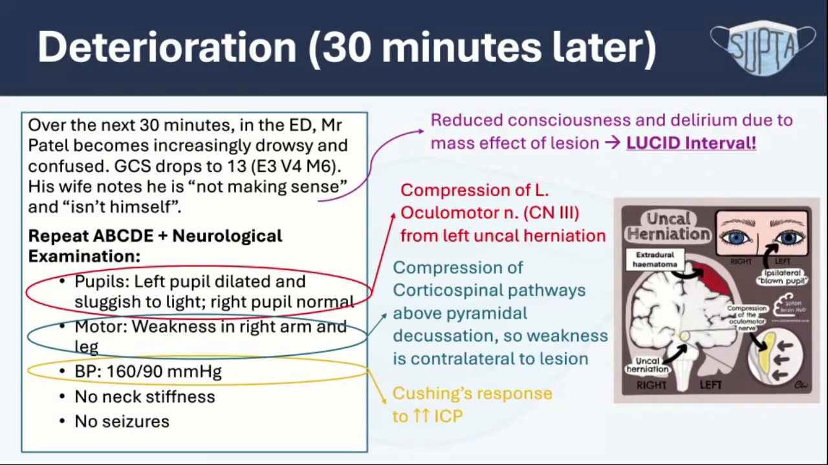So in terms of our case evolving over the next 30 minutes in the emergency department, Mr. Patel becomes increasingly drowsy and confused. His GCS drops to 13, with eyes being about 3, verbal being 4, and motor being 6.